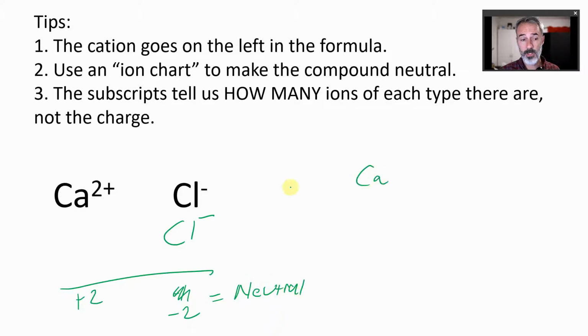Calcium does go first because it was the positive ion. How many calciums were there? Just 1, and we could put a 1 there if we want to, but we don't have to. How many chlorines were there?